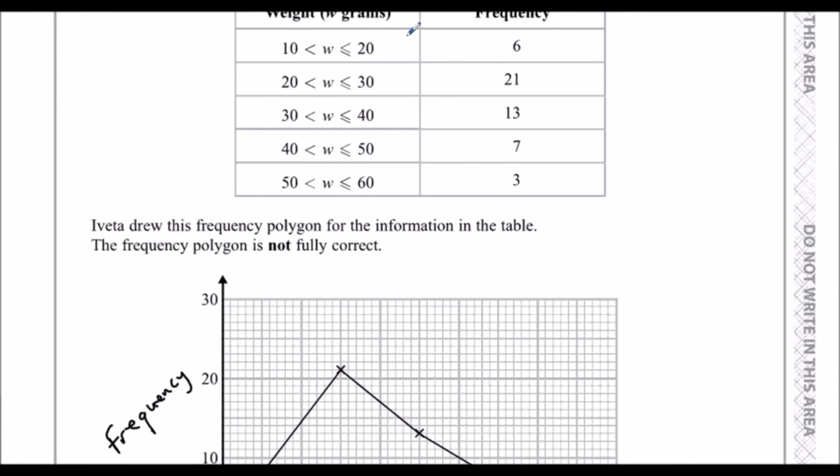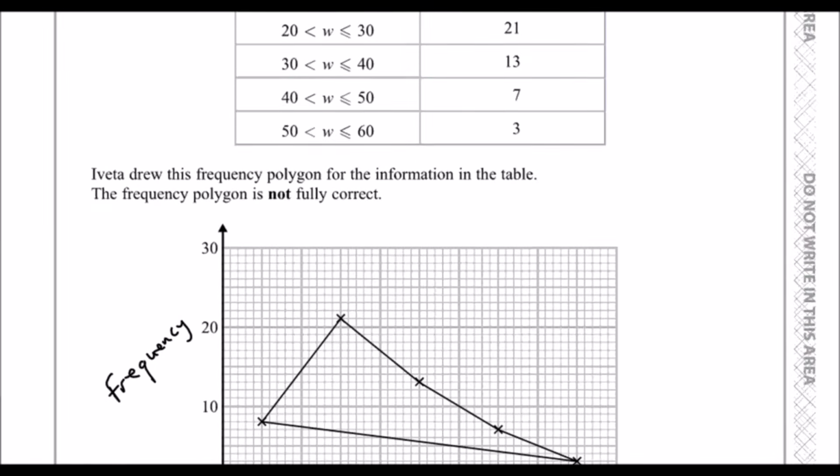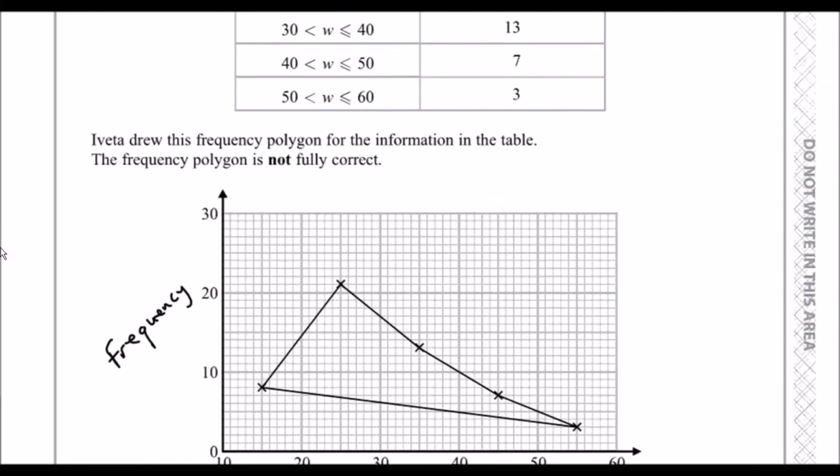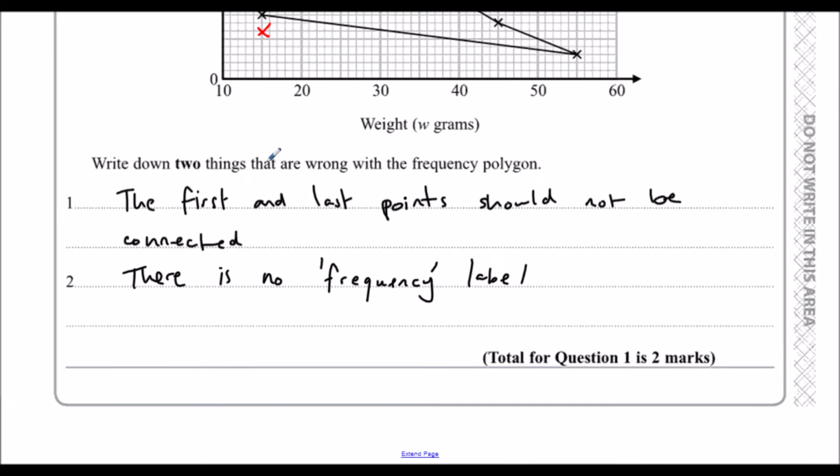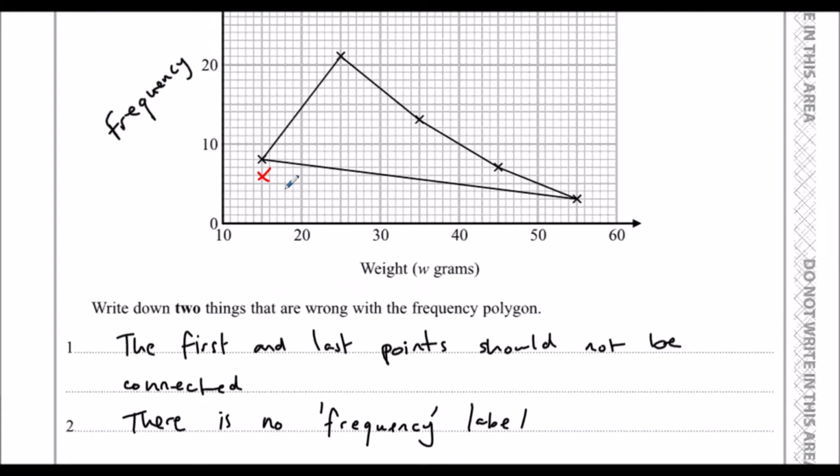So the point should be midpoint against frequency. So 15, 6, 25, 21, 35, 13, 45, 7, and 55, 3. And the first point, which should be at 15, 6, is here. So the first point is plotted incorrectly. We've already given 2 reasons, so we don't need to give another one. But if we did, it would be the first point is not plotted correctly. It should be at 15, 6.